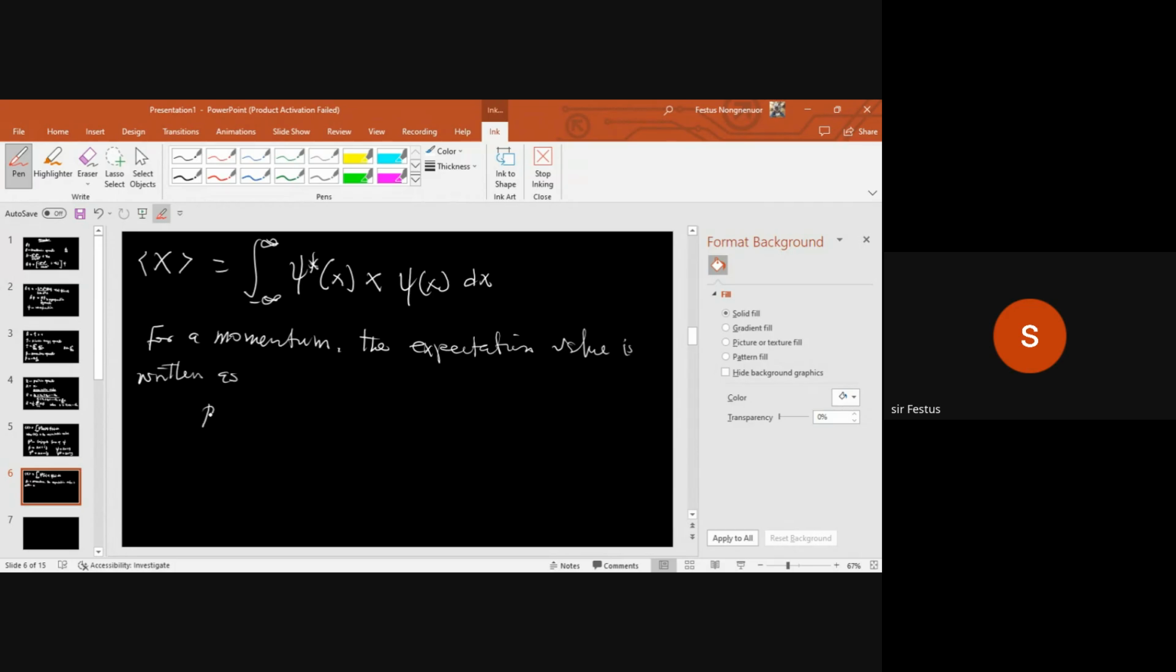So you have your P in the triangular bracket to be equals to the integral from minus infinity to infinity. Then you have your psi conjugate of x, that is a function of x, then multiplied by the P. Then you have, let me put this one cap because this would be an operator. Then you have your other wave function, which is a function of x, dx.